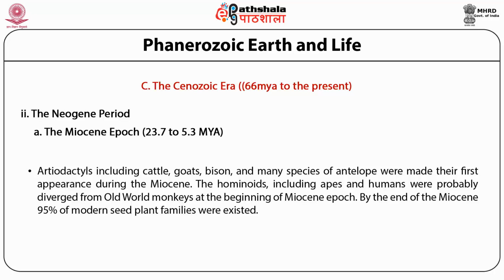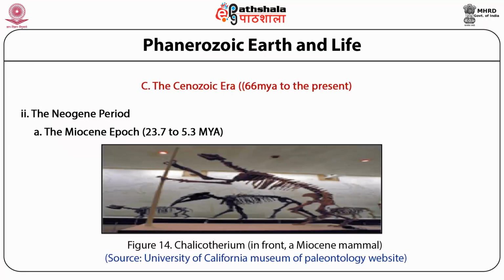By the end of the Miocene, 95% of the modern seed plant families existed. Figure 14 shows the Miocene mammals. These mammals have almost all the characteristics of Old World monkeys, and this particular mammal was found during the Miocene period, which lasted for about 23.7 to 5.3 million years ago. During this period, the climate was warmer than the earlier period.